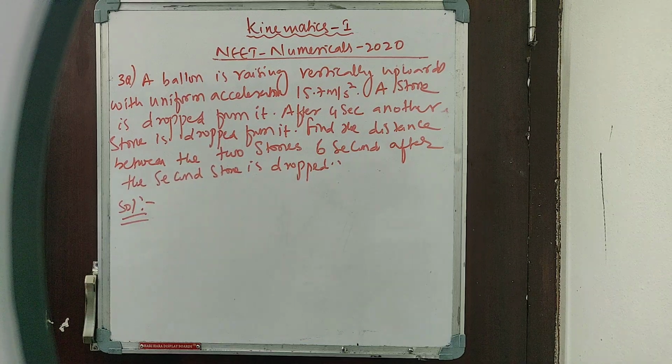Consider the motion of the stone with respect to the balloon here right now. At the instant of the release of the stone, the initial velocity of both the stone and the balloon will be equal to how much? Zero, because it has been dropped.